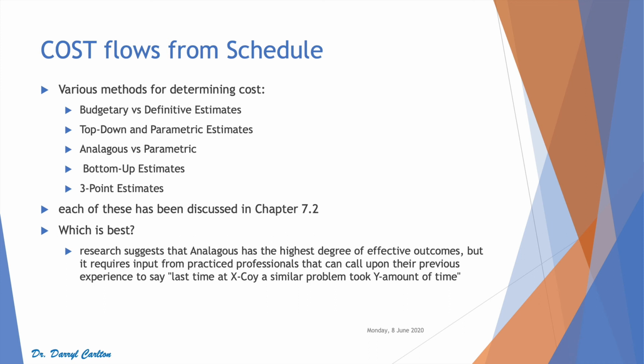Each of these methods for cost development has been discussed in Chapter 7.2. Which is best? Research suggests that analogous has the highest degree of effective outcomes, but it requires input from practiced professionals that can call upon their previous experience to say, last time at X company, a similar problem took Y amount of time. In Agile, they have estimate bingo, where each member of the team throws in a card, literally a playing card, with a time scale on it. And then they sort out a commonly agreed estimate from that. So you have to have talent in order to do analogous estimation, but it is the best.